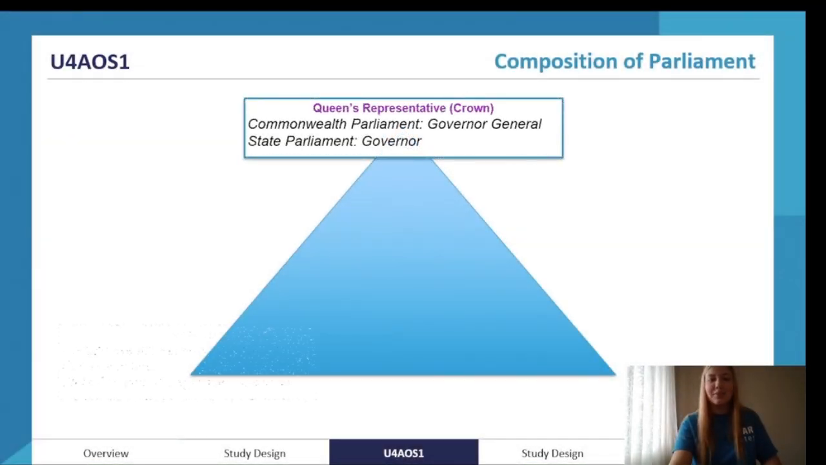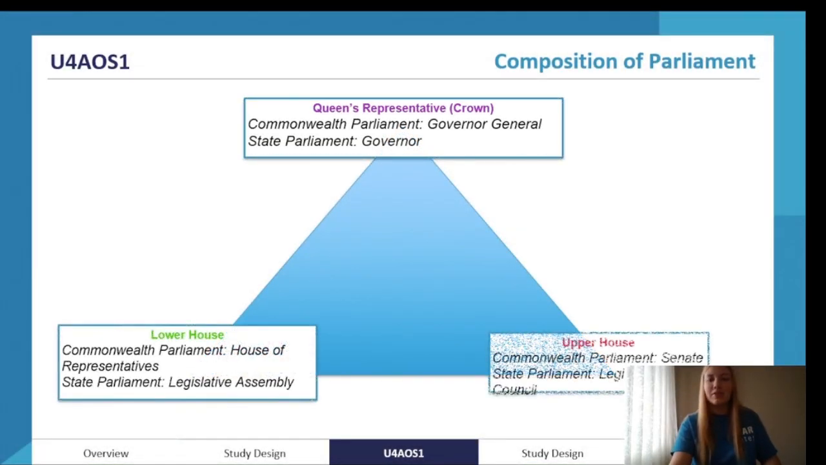Jump right in. Beginning to look at Unit 4 Area of Study 1, we'll start with the composition of Parliament. This is crucial for you to understand because this is what you study for the rest of the year. So, this knowledge you have to have. Obviously, we have the lower house, which is very, very important.